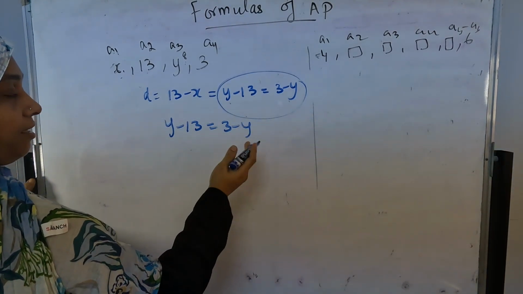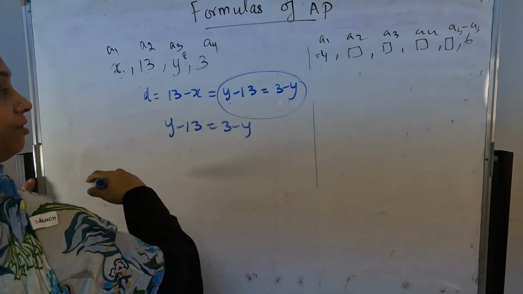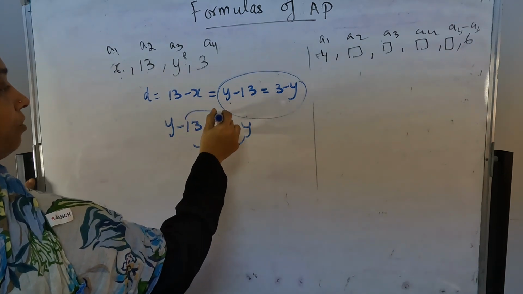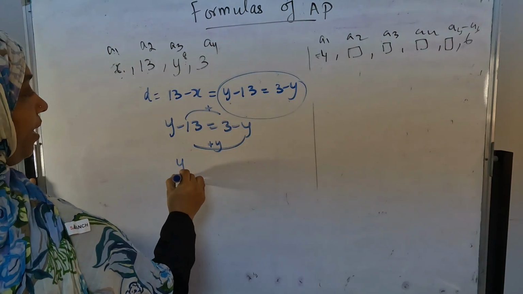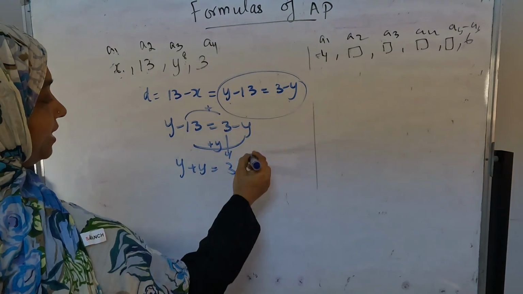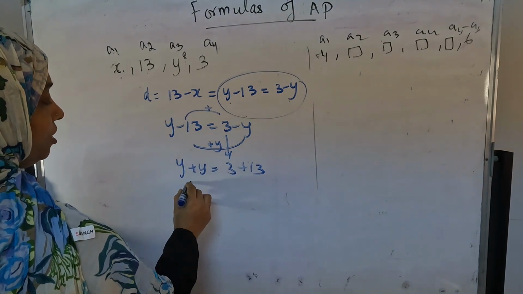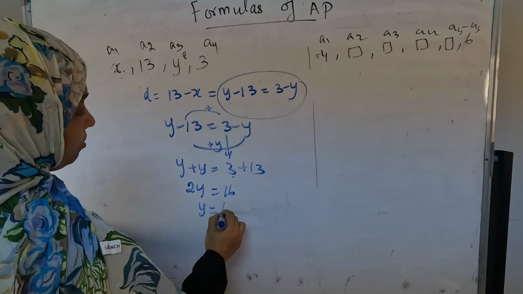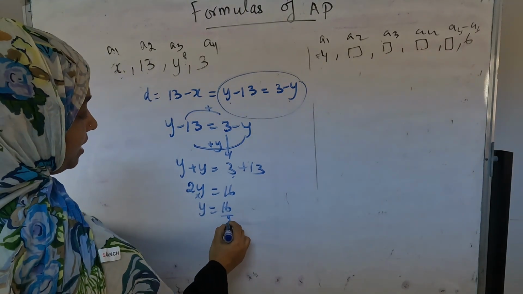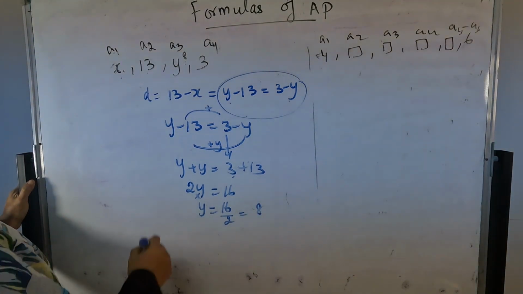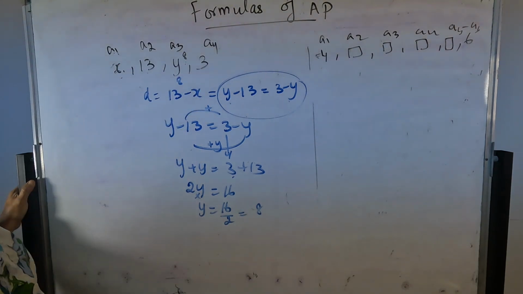Now shuffle that one, rearrange this one, like terms with like terms. So this is coming this side, it is plus y. This is going this side, it is plus 13. So y plus y, equal to 3 already is here. The 3 minus 13 coming this side is plus 13. So 2y equal to 16. So y equal to 16. This is multiplication, coming this side it is division. 16 by 2 is 8. Okay, so this term is 8 for us.